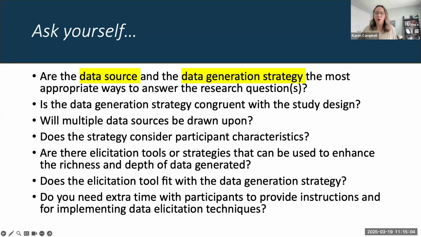Can you use more than one data source? And can you use more than one data generation strategy? Absolutely a good question to think about here. Does the strategy consider the participant characteristics?